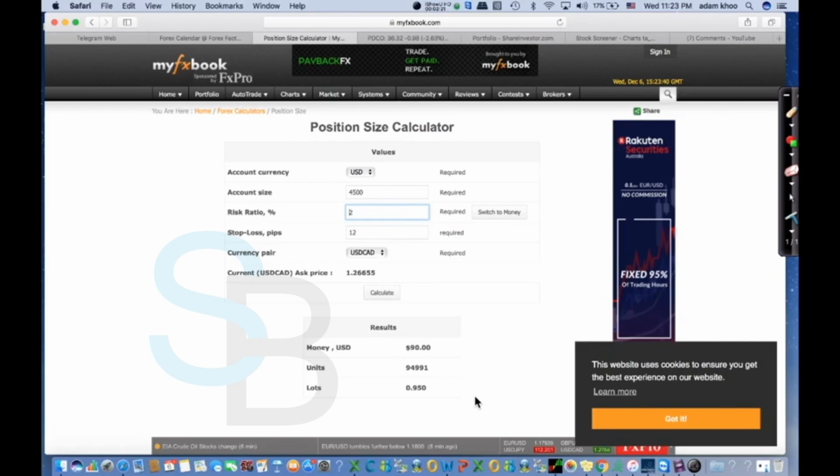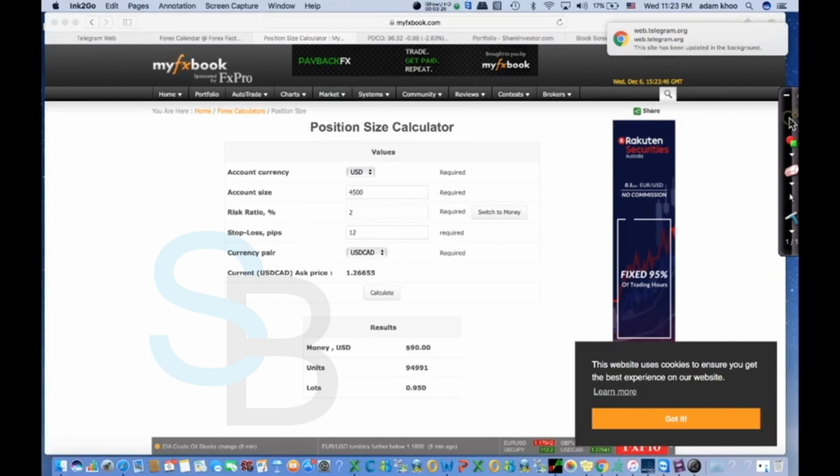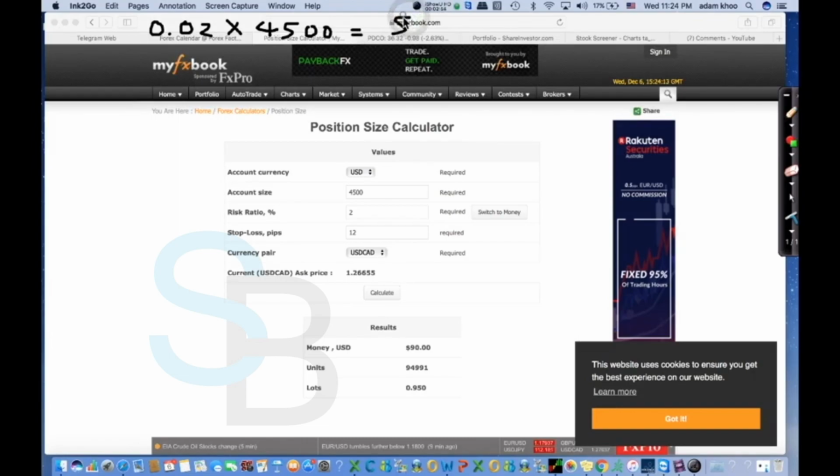Okay, so what was my actual risk I was taking? So if you take 2%, let me just do some math here. If you take 2% times 4,005, my actual dollar risk is 4,005 times 2%, was $90. Okay, so I was basically risking $90 for both my long and my short orders.